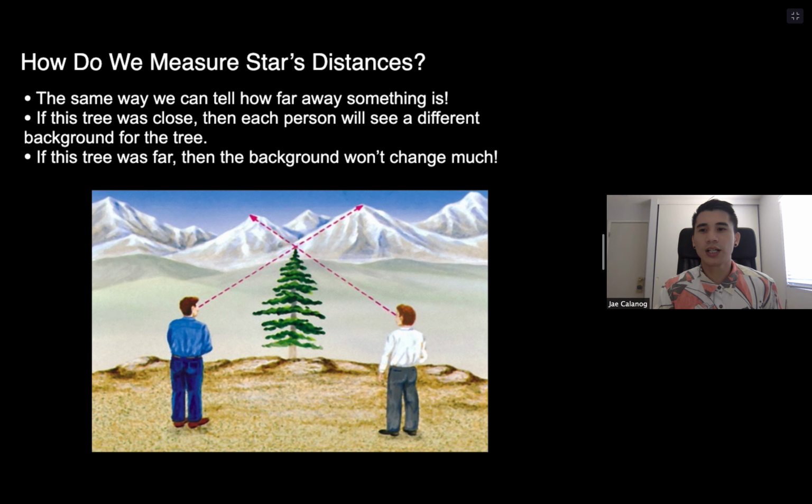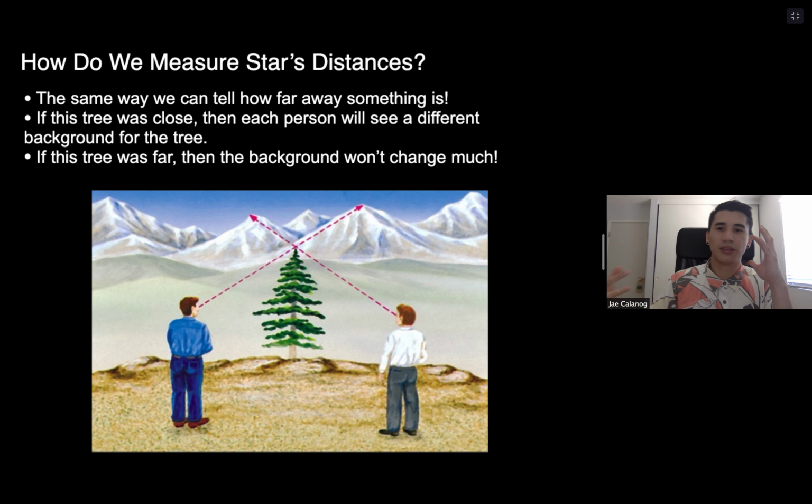And so if you look at this picture, it's illustrating the same idea. These two guys are basically looking at the same tree. And if this tree was close to them, this person will see a different background relative to this person. This person will see this background, whereas this person on the left will see this background on the right. Okay? But again, imagine if this tree was really far away, then these two guys will literally see the same background.